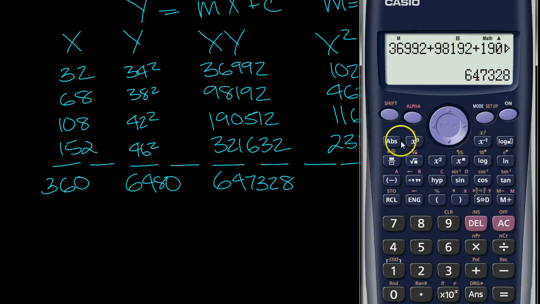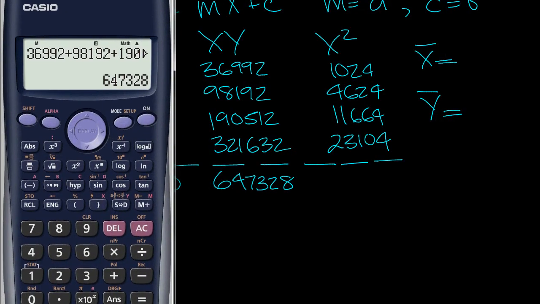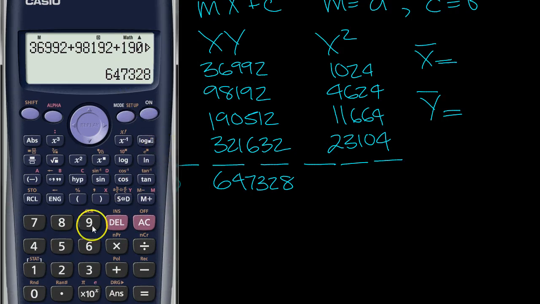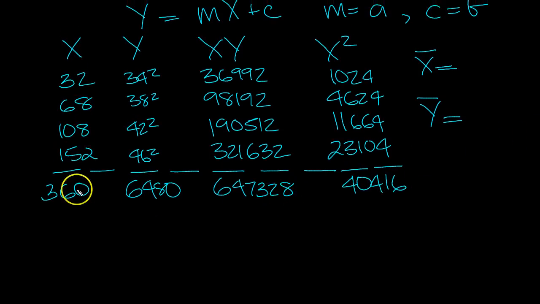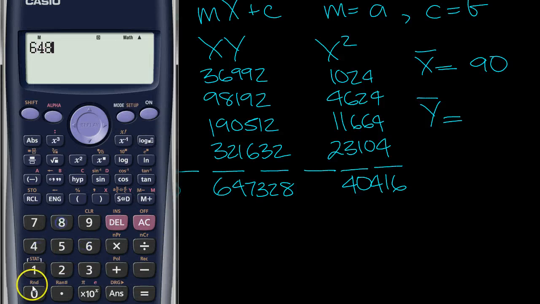and then the last one, the x squareds, 1024 plus the rest, 40416. Okay, good. Now the x bar, 360 over 4 is 90, and 6480 over 4 is 1620.